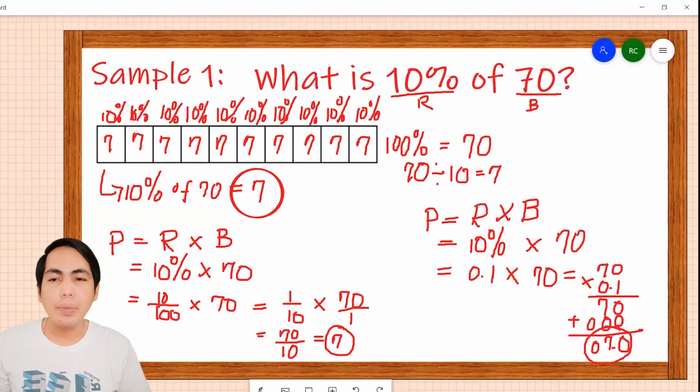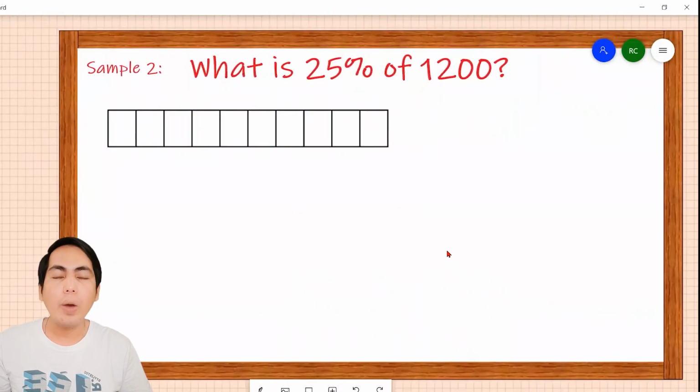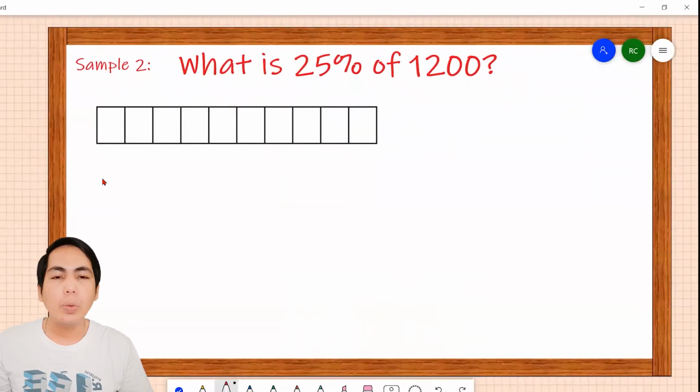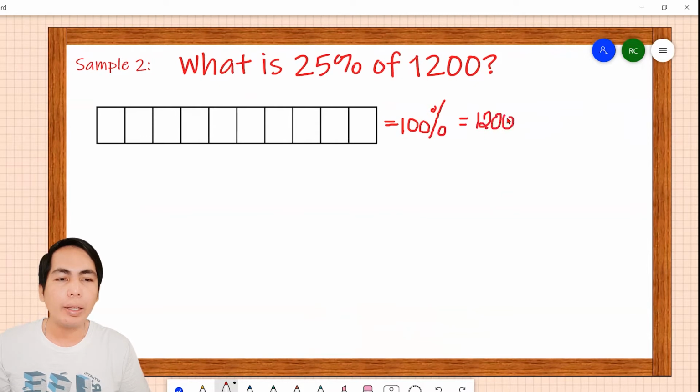Now let us have sample problem number 2. What is 25% of 1,200? First, we are going to use our block model approach. We have a block here to represent the 100%, which is equivalent to 1,200. Since the block is divided equally into 10 units, therefore each unit is 10%.